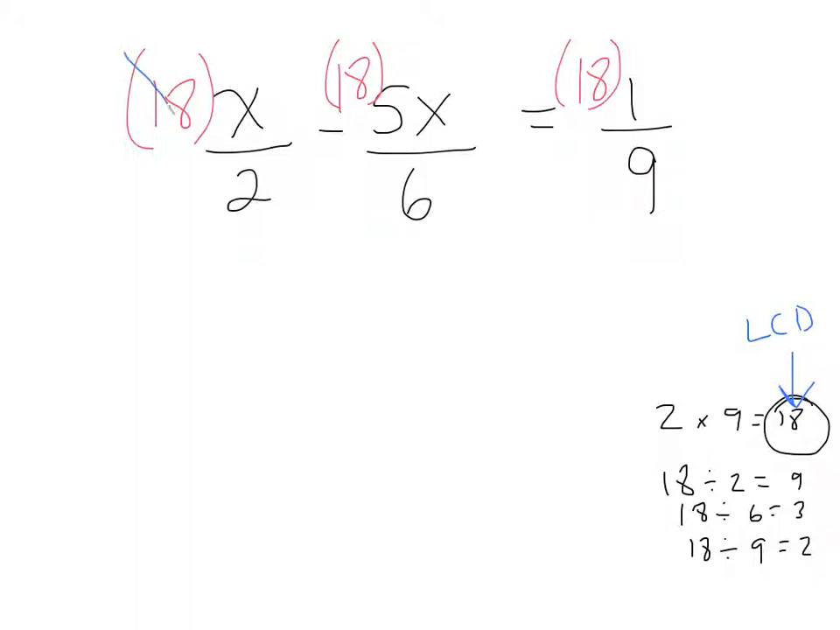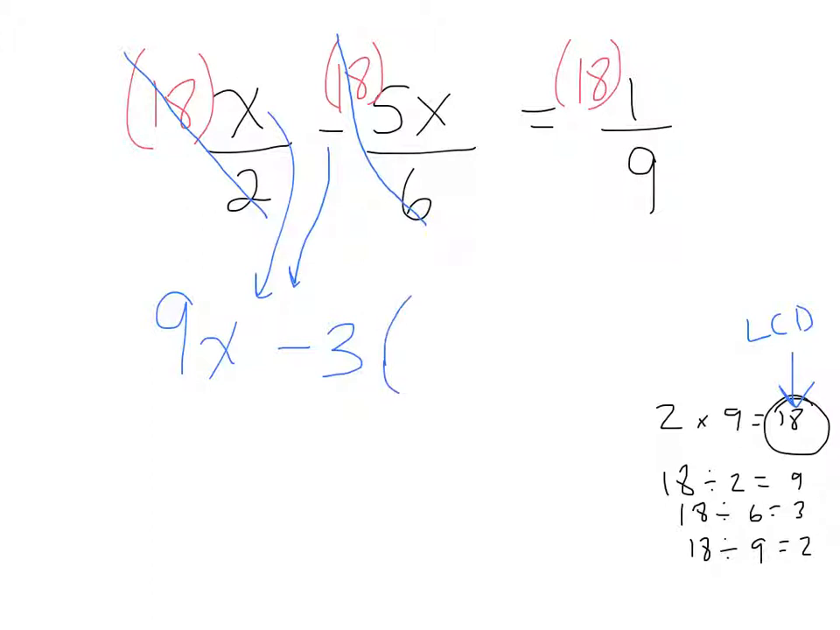So this 18 and this 2, they cancel out to be 9. So that x came from there. So 9x, and then that 18 and that 6 cancel out to be 3. That negative sign came from there. So 18 divided by 6 is 3. Don't forget though, right? You still have to multiply by 5x. You got 3 from doing 18 divided by 6, but that 5x hasn't gone away.